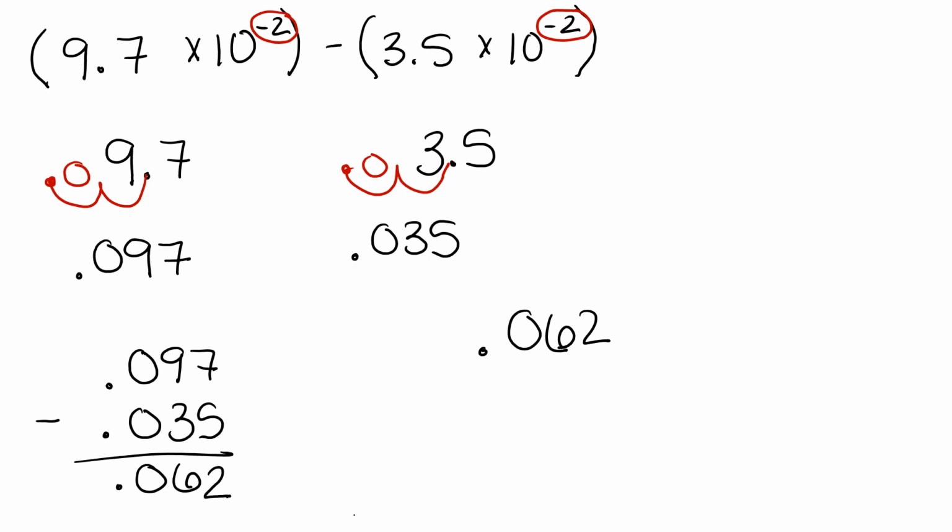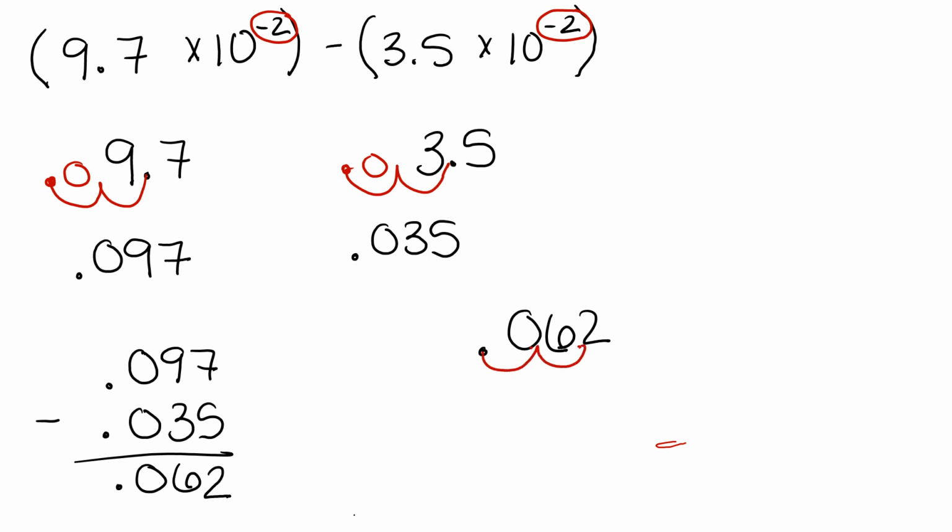But we want to write that answer in scientific notation. We want to take the decimal in the front and we want to put it between the numbers, 6.2. Meaning we have to move it 1, 2 times.